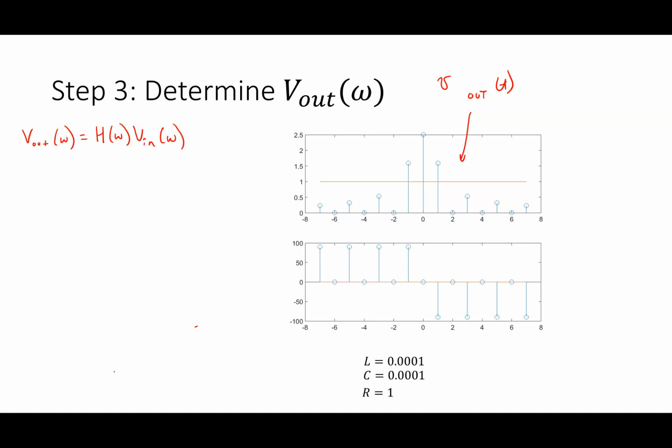Now you're going to apply this concept in the project a bit, and you're actually going to play with h of omega to get particular outputs. In other words, you're going to try to change h of omega to get the output to behave a certain way. Questions?